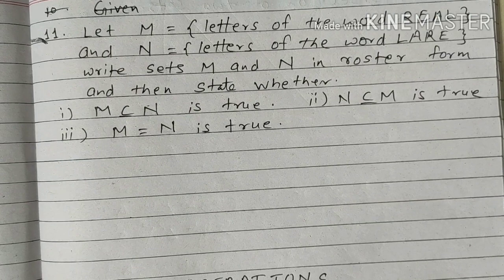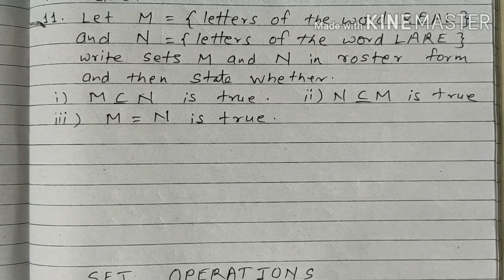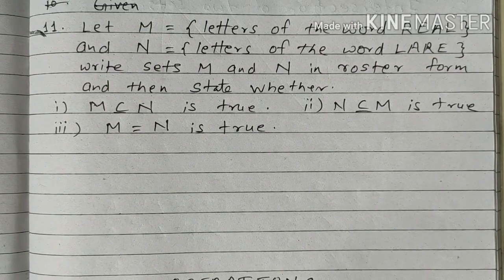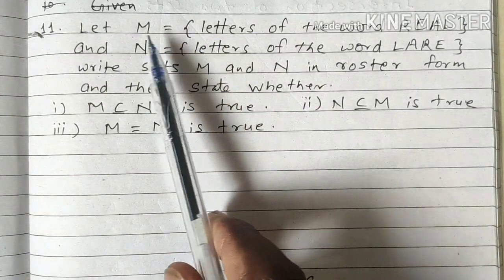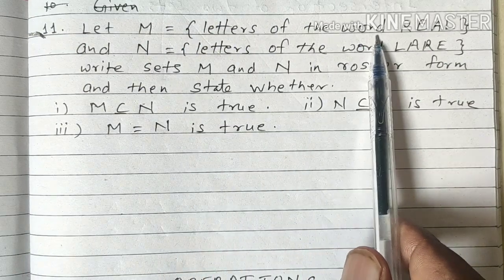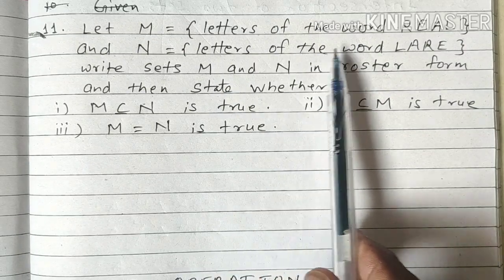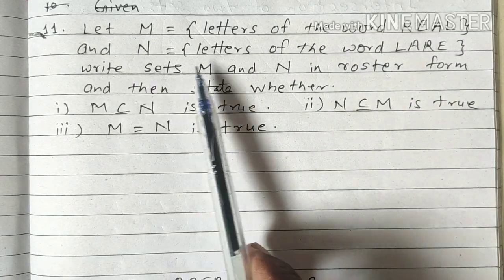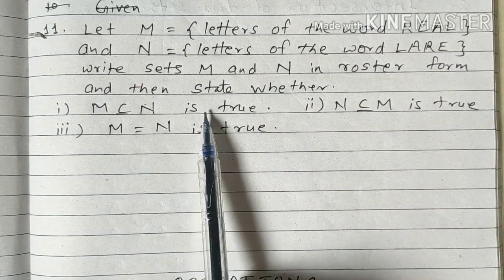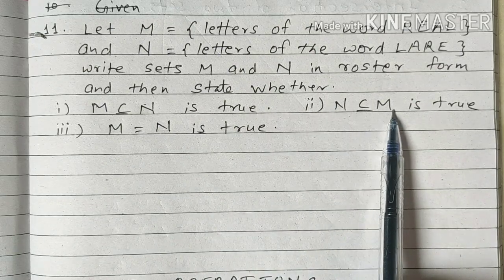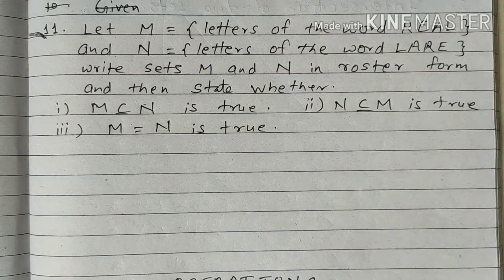Now this is a question for revision, for understanding the subset concept that we already learned in the previous lecture. Now see what the question is. Let M be the set of letters of the word real and N the set of letters of the word layer. Write sets M and N in roster form and then state whether M is a subset of N is true, N is a subset of M is true, and whether M and N are equal sets or not.